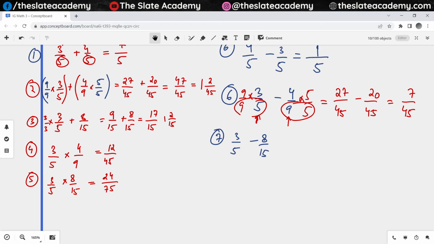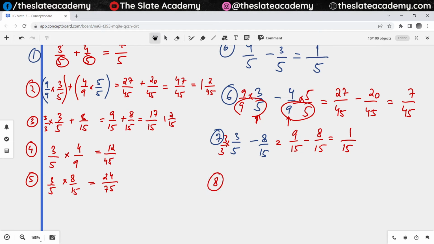I know right now denominators are not the same, but for the first one, if I multiply the denominator with 3, that would make denominators for both the fractions the same. So I cannot simply multiply the denominator. I'll have to multiply numerator and denominator. So that would make it 9 by 15 minus 8 by 15, which would make it equal to 1 by 15, right?